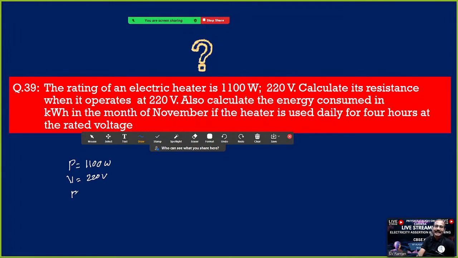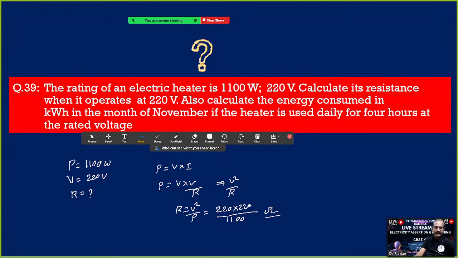Now calculate resistance they are asking. So power P is equal to V into I, again V by R, which implies V square by R. So R is equal to V square by P, which is 220 into 220 by 1100 ohms. How much we are getting? That much.